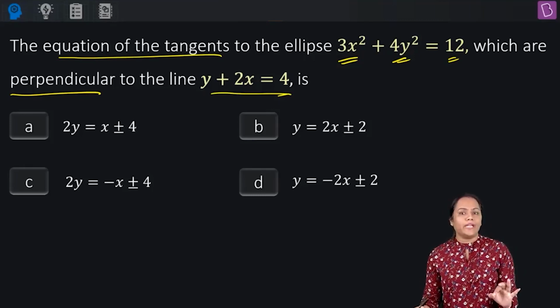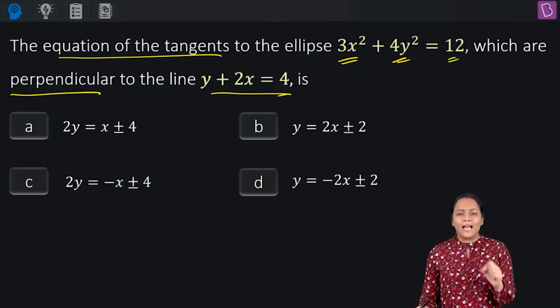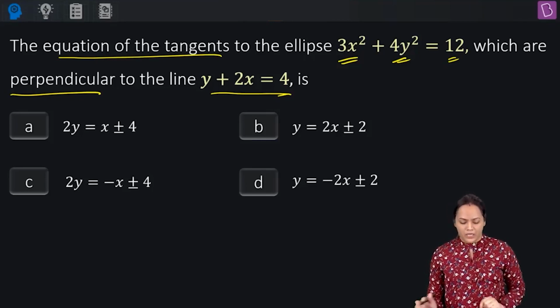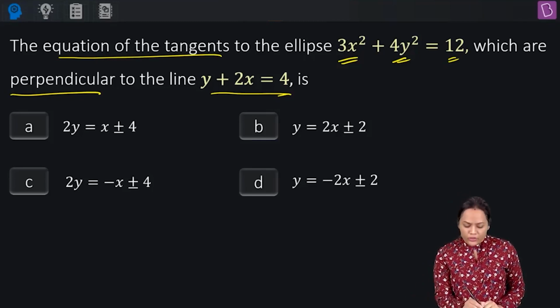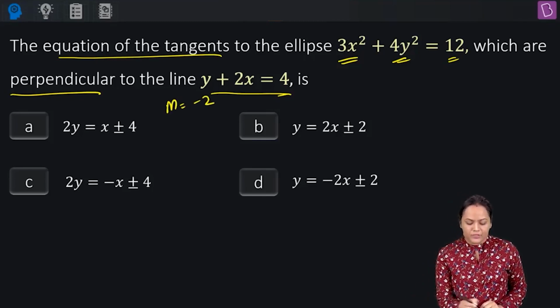Now guys, for perpendicular, what will I do? Well, I'll first find the slope of this line. Now y plus 2x is equal to 4, you know the slope is nothing but minus 2, right?